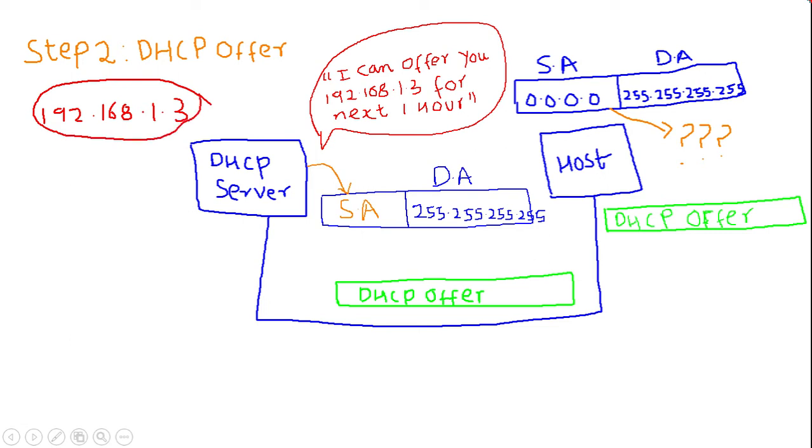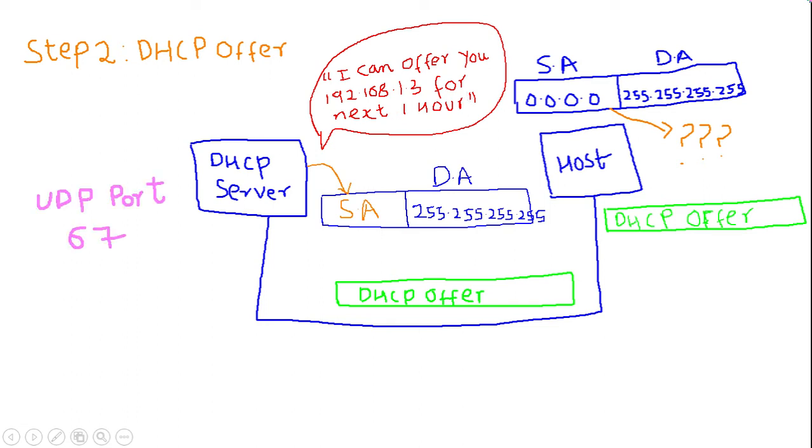It can be anything. Just for the sake of example, I have put it here. So the source address is the address of DHCP server, and the destination address is the broadcast ID. So this message means that I have something to offer, and I am giving this address to you for 1 hour.